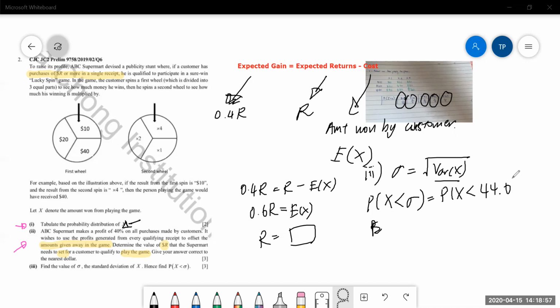44.0. From your table here, you see it's 10, 20, 40, 80, 160. So X less than 44, what are the values? You have $10, $20, and $40. So you are going to add all the values there: 1/9 + 2/9 + 3/9. Yes, that's it. Okay, let's go to the next question.